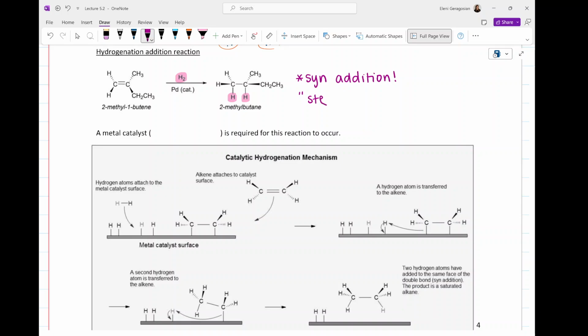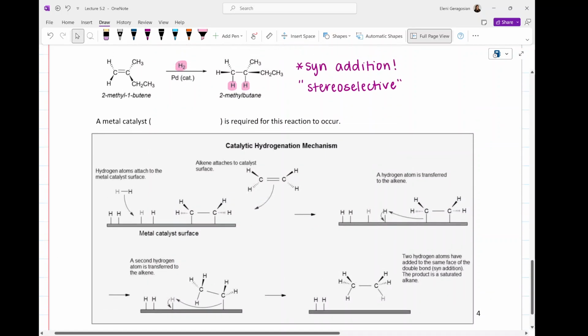Again, this is stereoselective, meaning it's selective. The H2 selectively adds syn to each other, or on the same side of the double bond. We're not going to draw out the mechanism, I'll just go through this image here shortly. We'll explain why it is syn addition only. So halogenation, adding Br2, Cl2, I2, is anti-addition always. Adding H2 is syn addition.